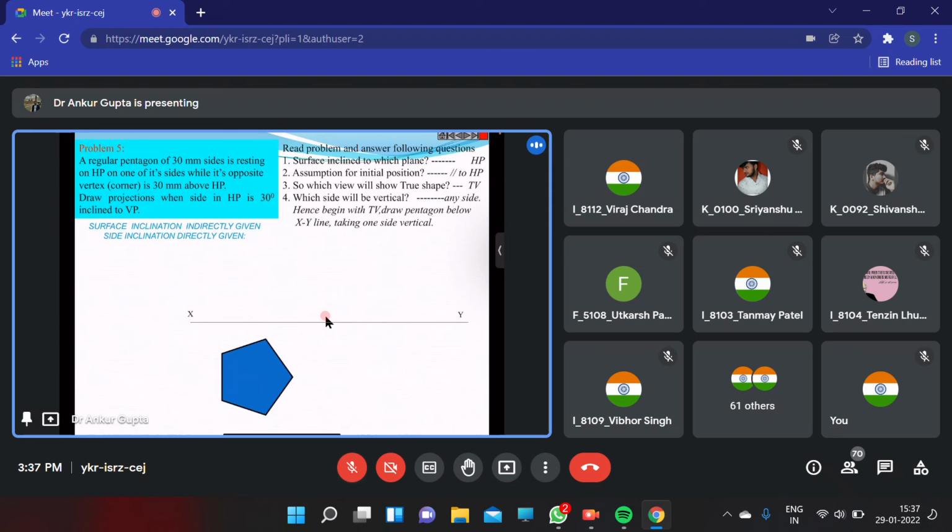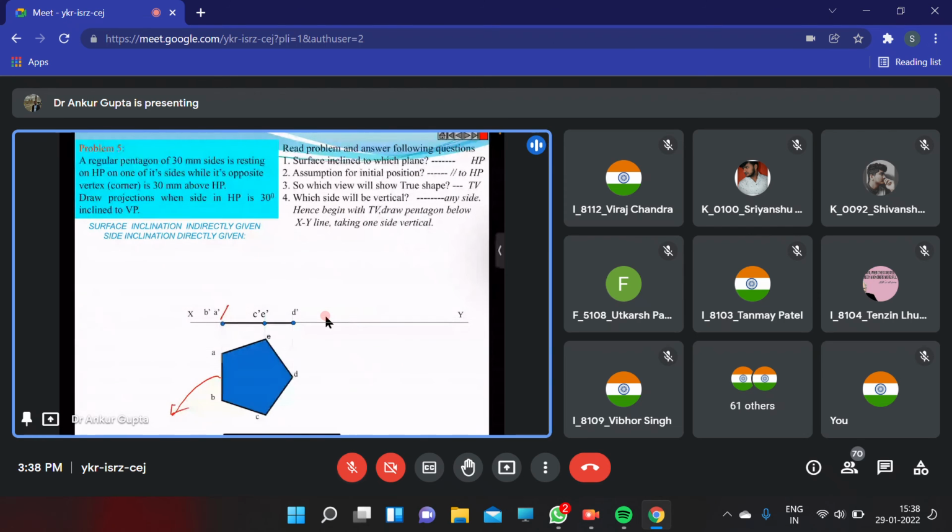We have taken the reference point, regular pentagon resting on one of its sides. So I told you that when आपको side के बारे में दिया है तो draw like this. Always draw like this. ठीक है? We'll do the projection on the vertical plane. So now we are getting the front view of it. Front view is nothing but the trace. And now, अब हमको यहाँ पे नहीं दिया है कि how many degrees it is inclined to the horizontal plane, but it is given here that one of its sides is resting on HP while its opposite vertex is 30 mm above HP. ठीक है?